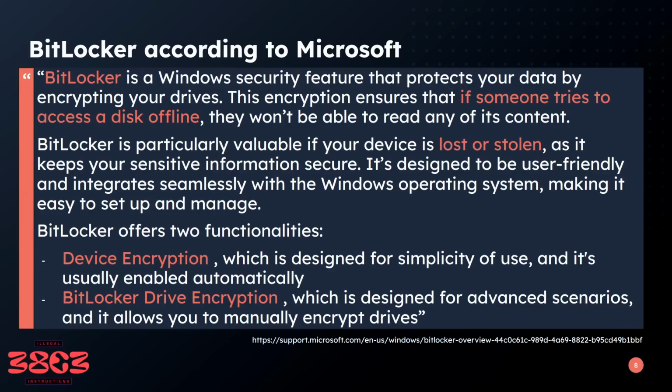This is a slide taken from Microsoft documentation. Someone tries to access the disk offline. They have some issues. If the device is lost or stolen, that's really helpful. And they split it up into two different functionalities. One of the functionalities they call device encryption. That's the stuff that is basically enabled by default on your Windows machines.